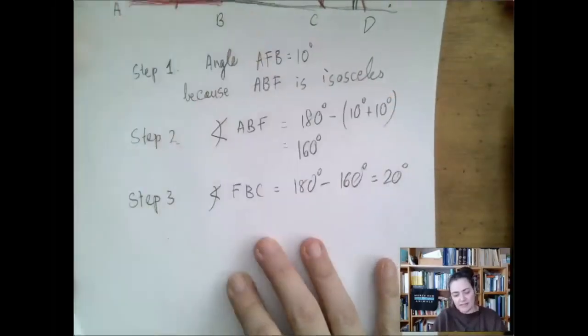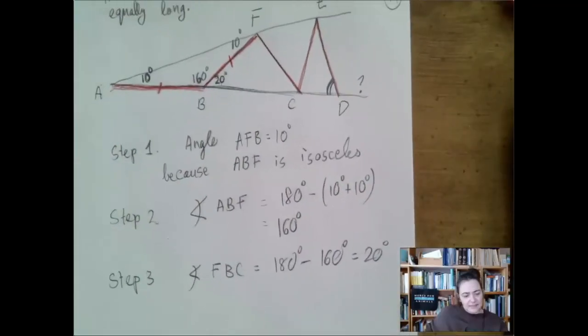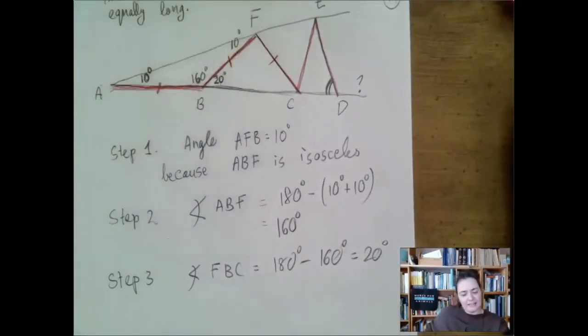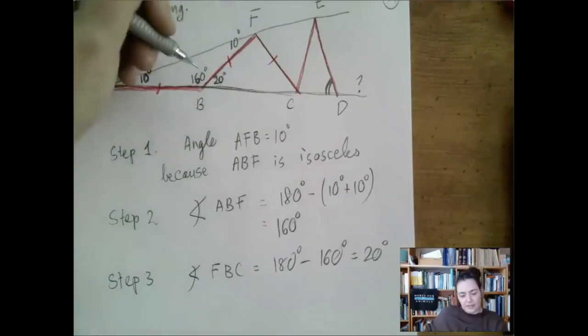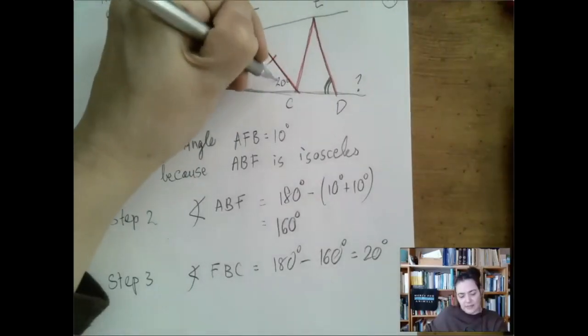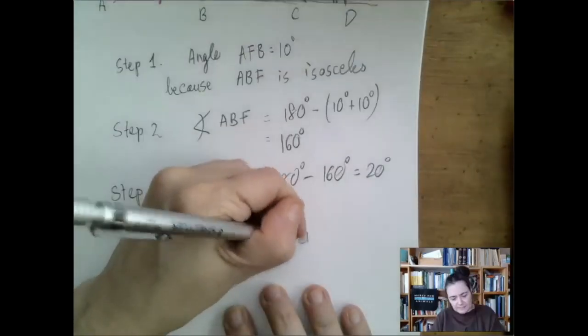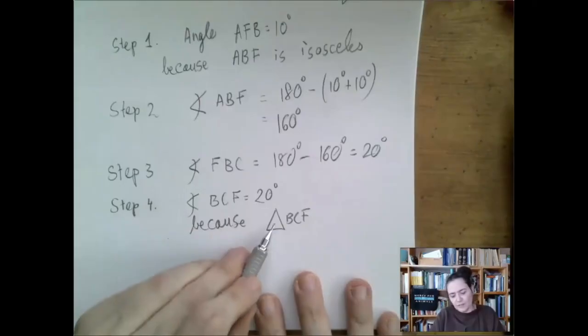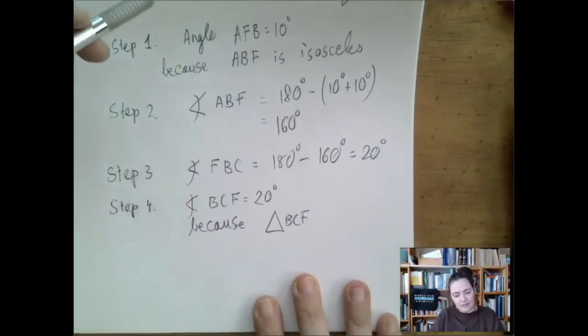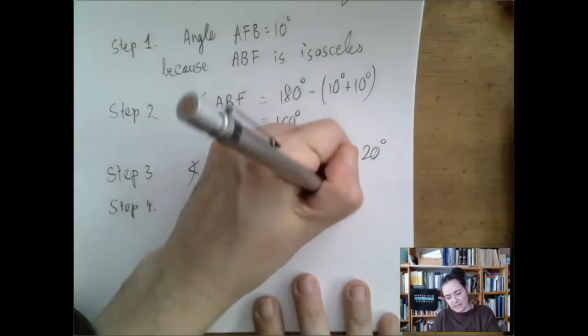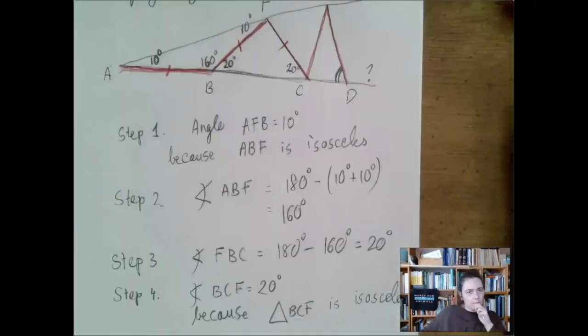What can we find next? I'll give you a hint. BCF. BCF, because again, this triangle too is isosceles, and the measure is the same. So that's 20. Now what? This is a notation for triangle. This for angle BCF is isosceles. Angle BFC. Angle BFC is how much?